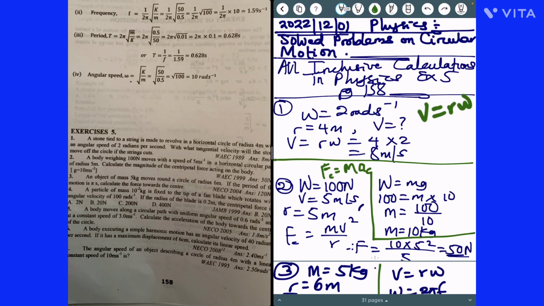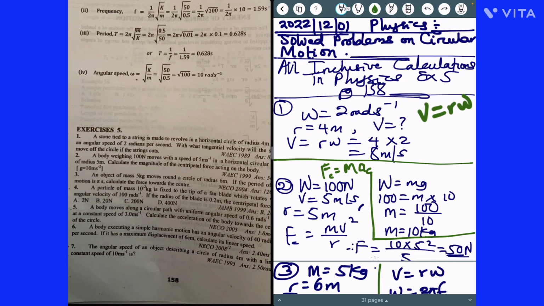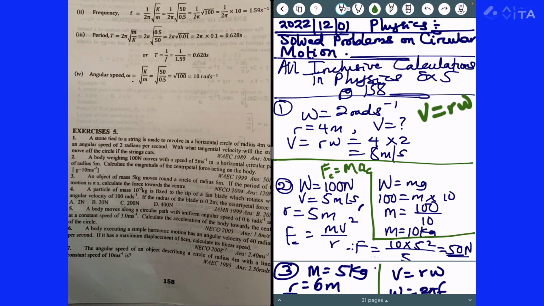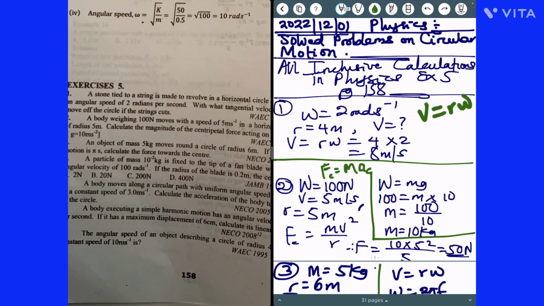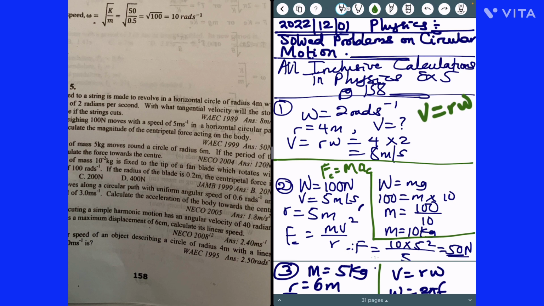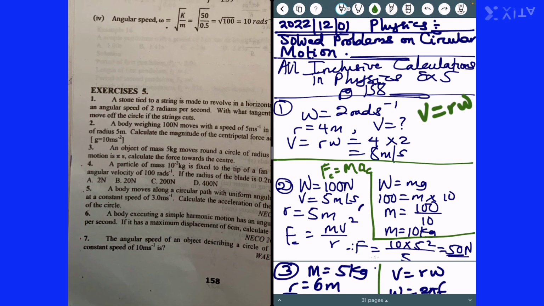Question 2 says, a body weighing 100 newtons moves with a speed of 5 meters per second in a horizontal circular path of radius 5 centimeters. The question says, calculate the magnitude of the centripetal force acting on the body.